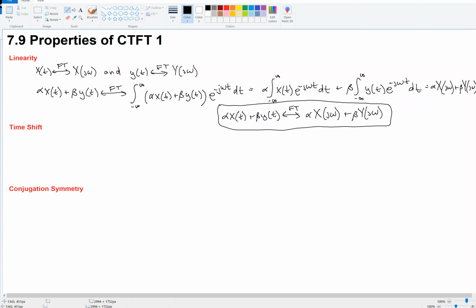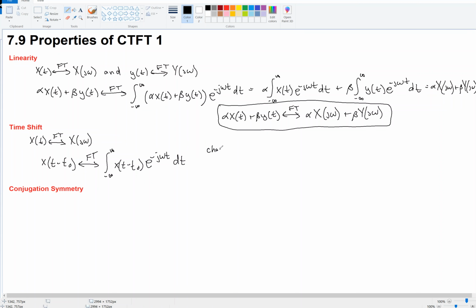We'll apply that later on in an example in a future video. Okay, the next property I want to look at is the time shift property. Again, we suppose that x has Fourier transform capital X, and we want to know what is the Fourier transform of x shifted by some constant t0. Let me use the analysis equation. This is x of t minus t0 times e to the minus j omega t dt. And then I'm going to change the variables.